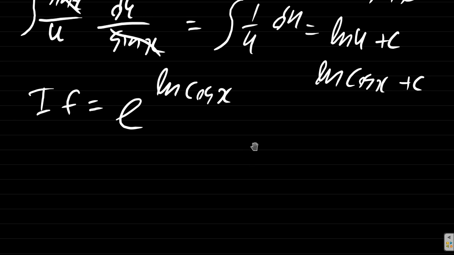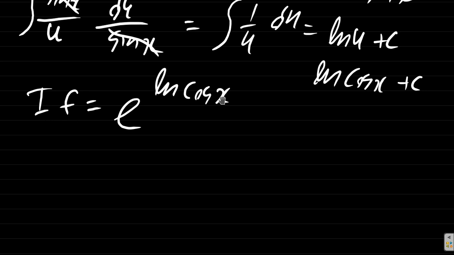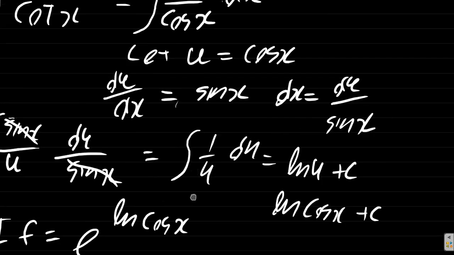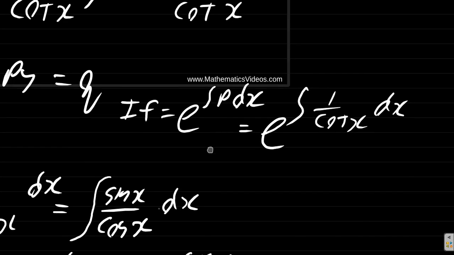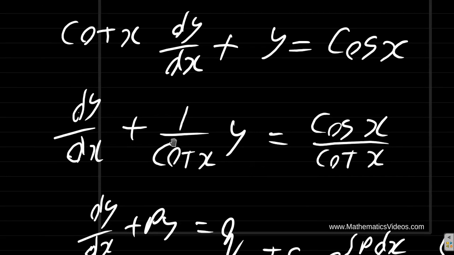Remember, c can be any variable. Let's use 0 for c. So we have e to the ln cos x. Now, let's get back to it. We're going to multiply both sides by e to the ln cos x.